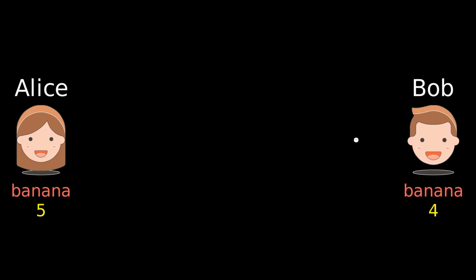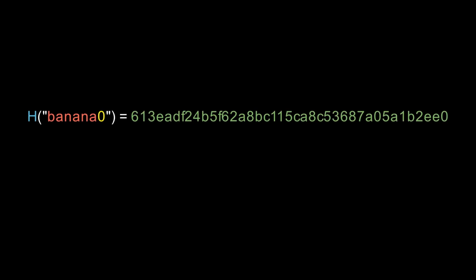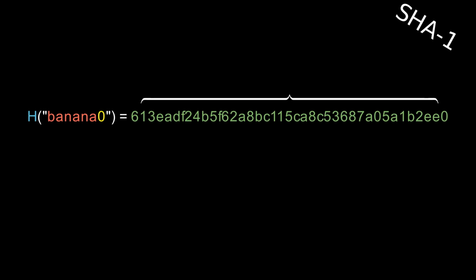To mix things up, we need a hash function. But what the hell is a hash function? Hash functions are like magic blenders. They take any input and scramble it into a fixed size output. For example, SHA-1 is a hash function that produces a 160-bit output, which can be represented as 40 hexadecimal characters.